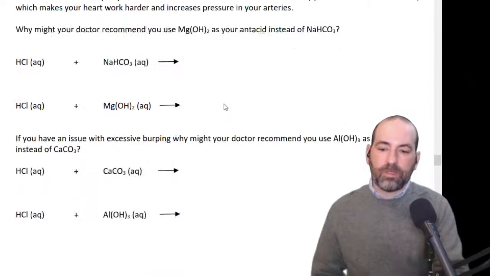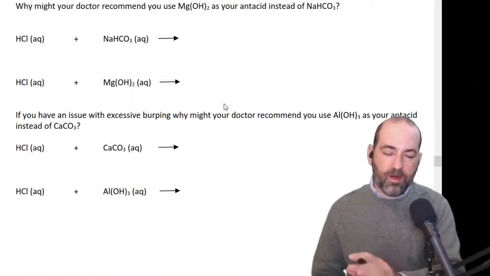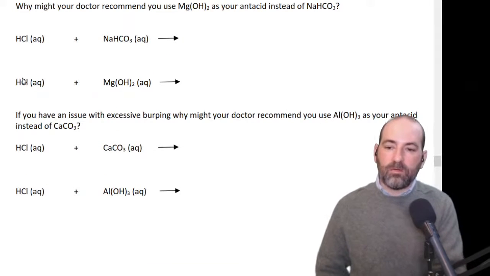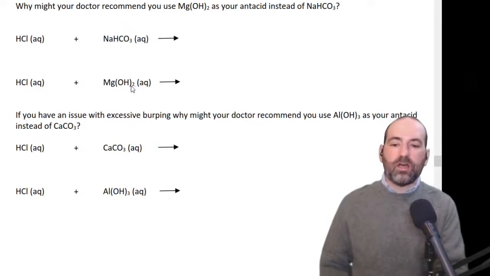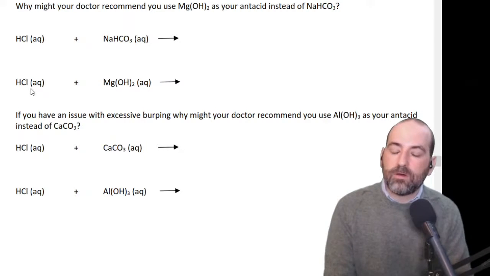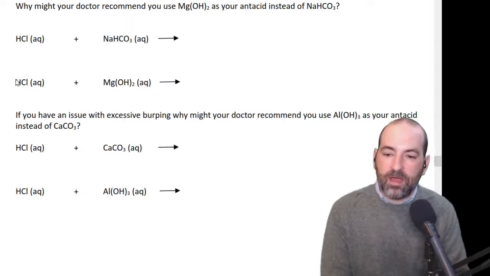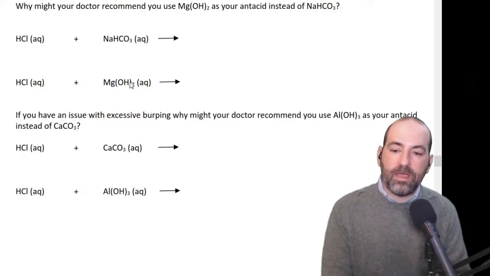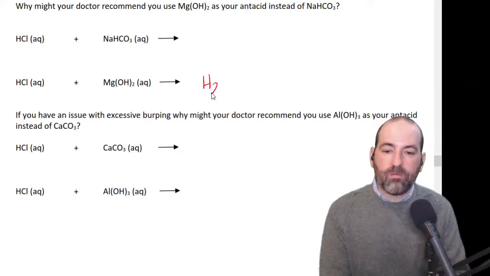All right, let's do this one as well. It's part of a question up here that you can read, but I just want to look at the reaction. HCl plus Mg(OH)2, magnesium hydroxide. So in this reaction, again, we've got an acid, HCl, and we've got the base hydroxide, so we're going to form water.